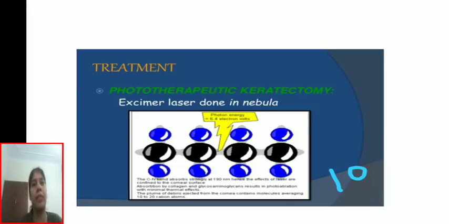Now is the treatment part. Treatment is basically surgical. In surgical treatment, the first point is phototherapeutic keratectomy. Kerato means the cornea, and ectomy means excision, cutting out the part of the opacity present. This is done in the nebula type of corneal opacity, using an excimer laser.